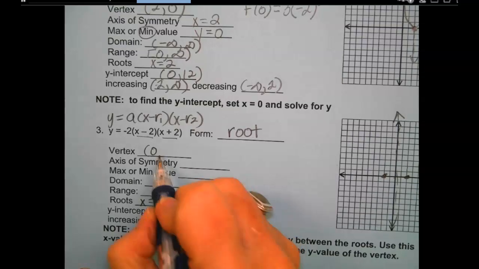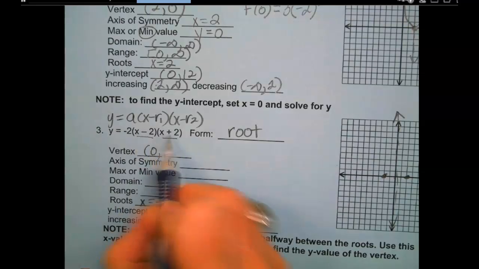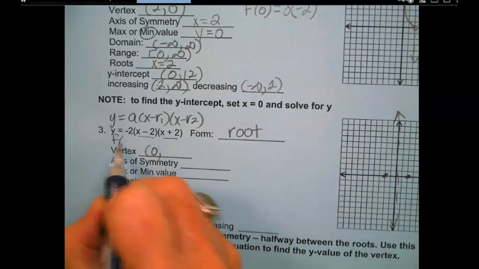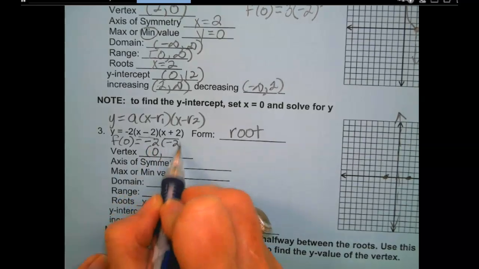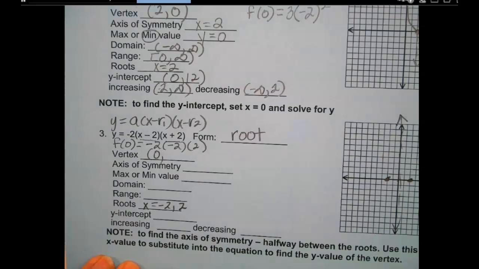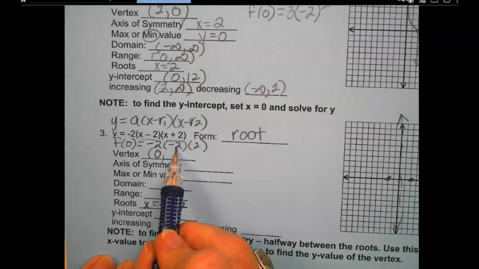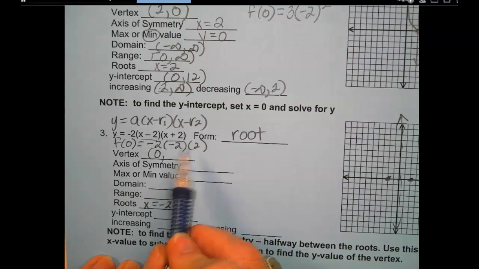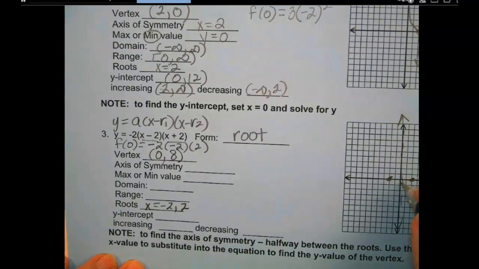So now I want to find my y value. I'm going to take this 0 and I'm going to do f of 0 in my equation. So if I do that, I'm going to have negative 2 times negative 2 times positive 2. So negative 2 times negative 2 is 4, times 2 is 8. So let's go ahead and put 0, 8.